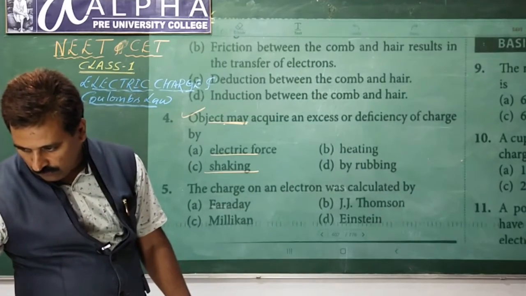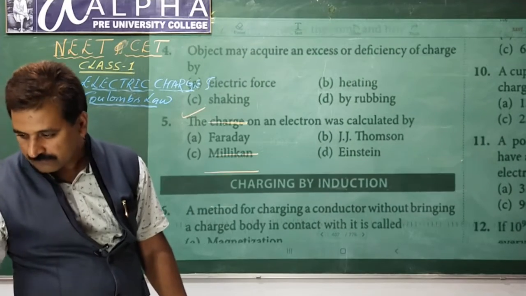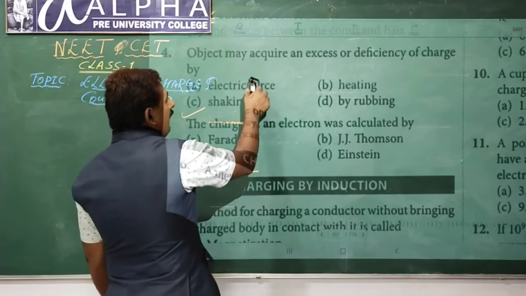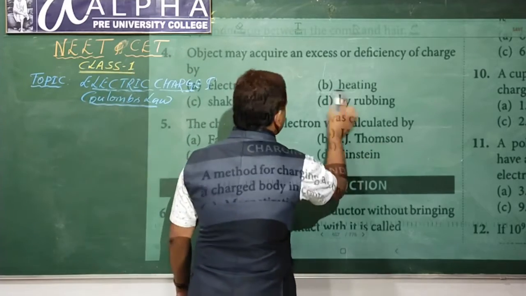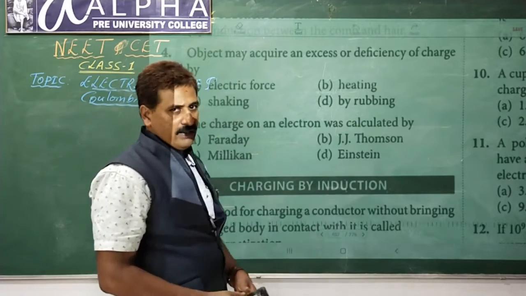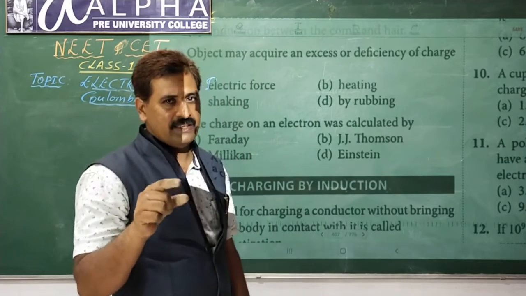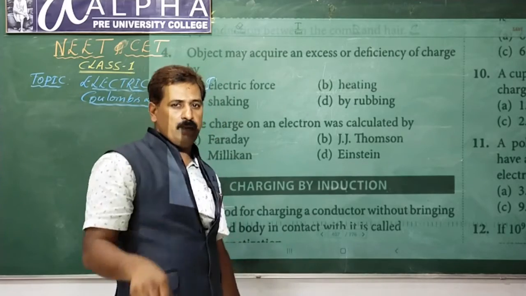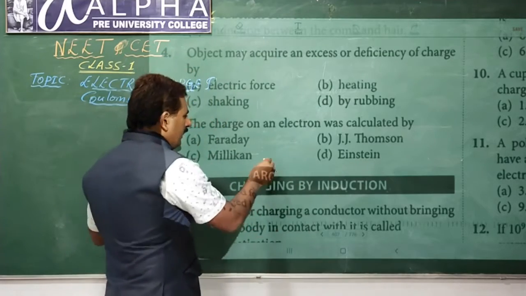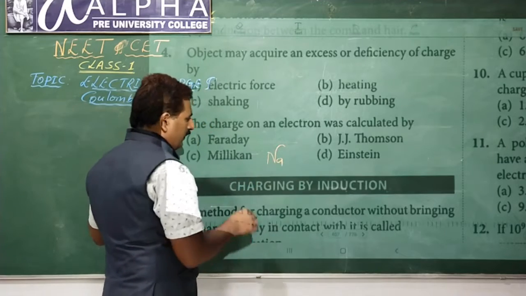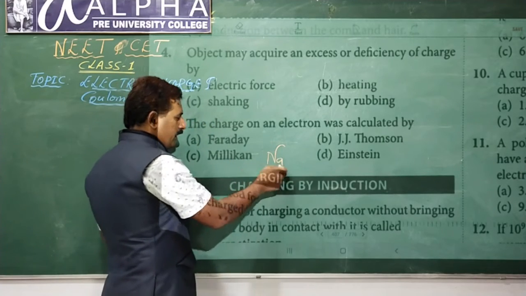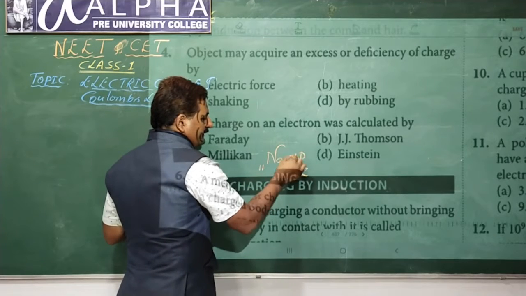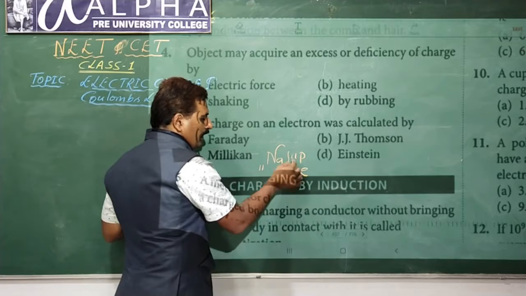Now go to the fourth question. Let me read. Object may acquire an excess or deficiency of charge by. As I explained to you, excess charge means charge here is electron. Excess charge means electrons in more number than required. For example, I took this as an example in the first class, sodium. There are 11 electrons, 11 protons, right? There is electrical neutrality.